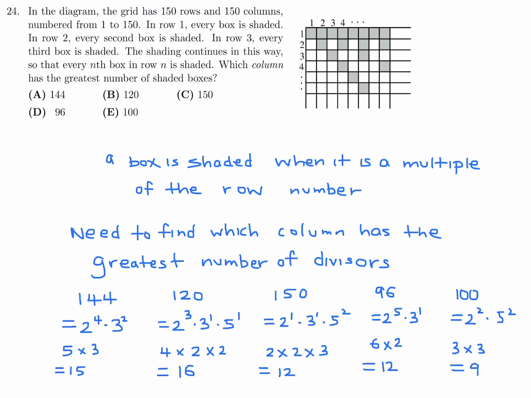So therefore, which of these numbers has the greatest number of divisors? Well, it would be this one right here. It has 16 divisors. And therefore, the answer to number 24 is 120. Since that number has the greatest number of divisors, it will have the greatest number of shaded boxes because each shaded box represents a divisor. Number 24, the answer therefore is B.